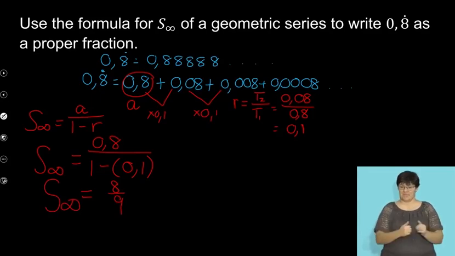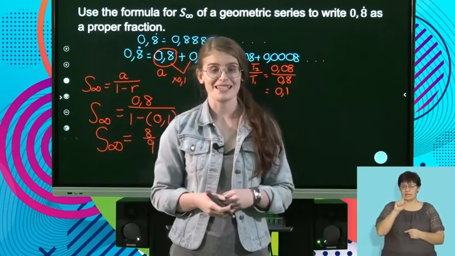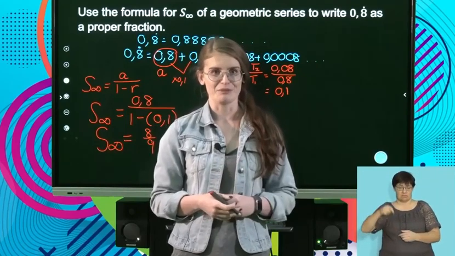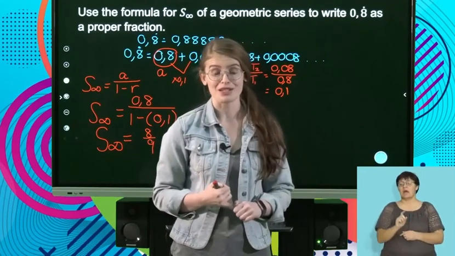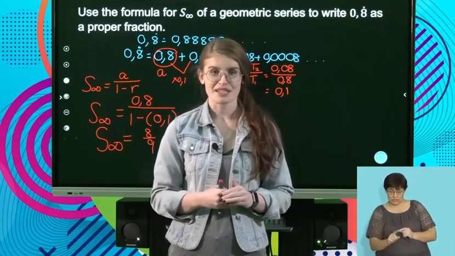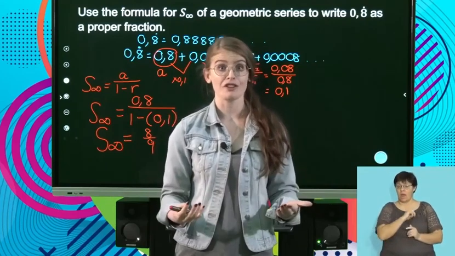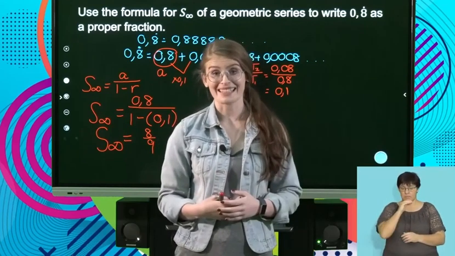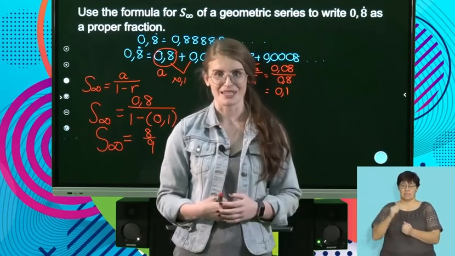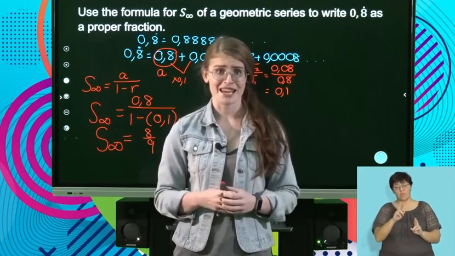Wonderful, everyone. This is not the only case where I can use the sum to infinity to write a recurring decimal. The biggest thing is to establish what the a is during the sum, and then to establish the common ratio. Because the decimal is recurring, it's going on an infinite basis, which means that I can calculate the sum to infinity.